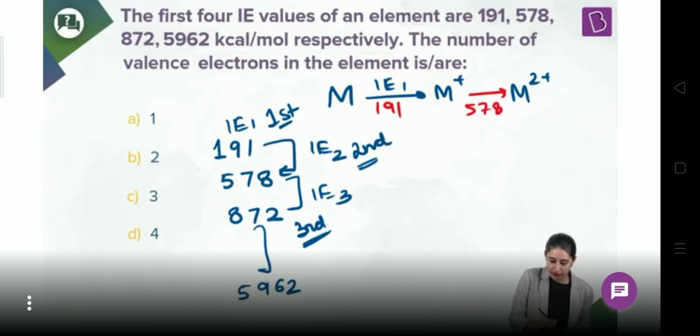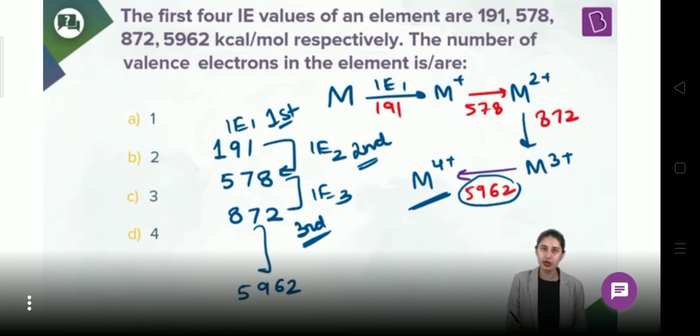5962, it's crazily high. So M4+ is certainly taking some toll, and hence we can fairly say that the valence electrons would be 3, because removal of those 3 electrons was pretty easy, but removal of the fourth electron is pretty difficult. So the valence electrons must be 3, right? So this is how the questions can be asked.